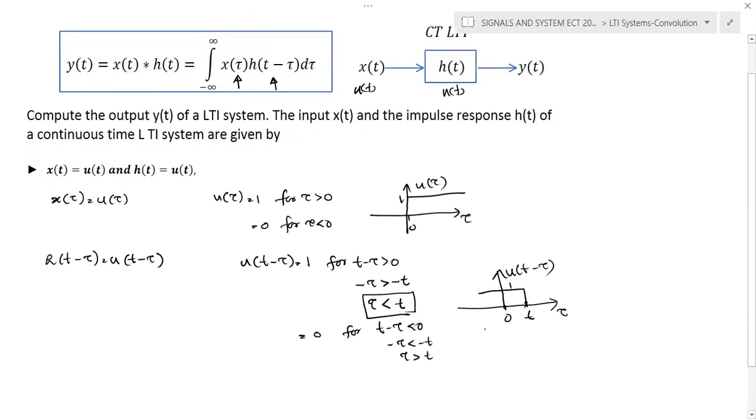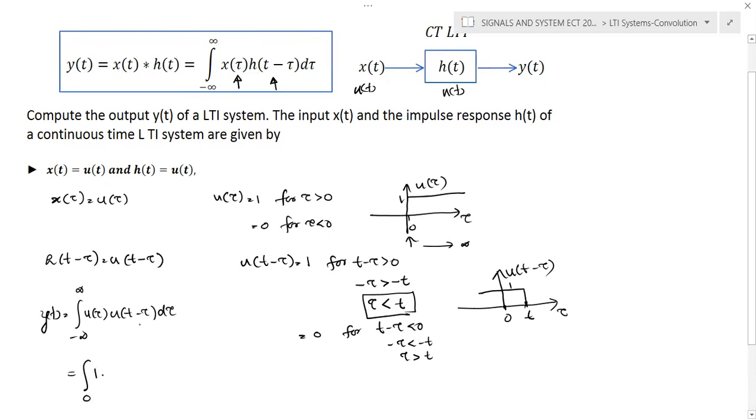Now we need to substitute in the convolution integral equation. This is y of t. Actually, y of t is equal to the integral from minus infinity to infinity of x of tau into h of t minus tau d tau. We need to substitute x of tau and h of t minus tau. And we know that u of tau exists only from 0, starting from 0 and going up to infinity.